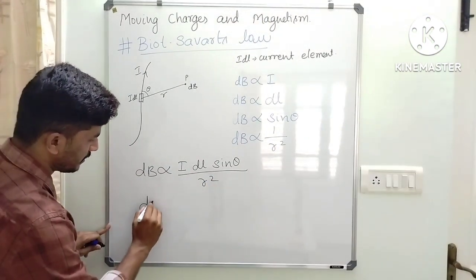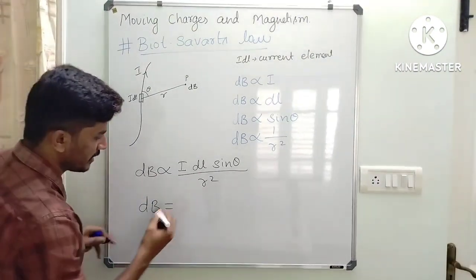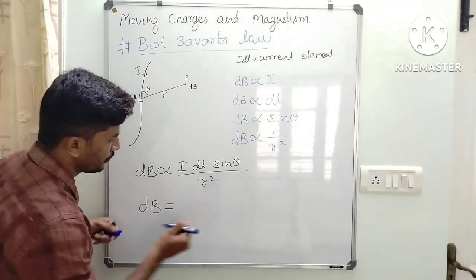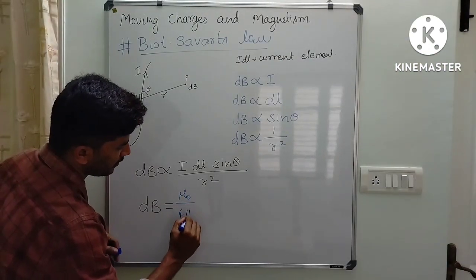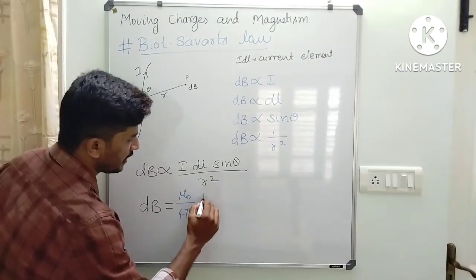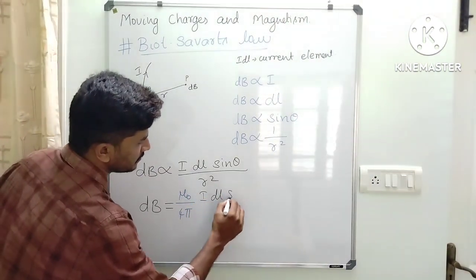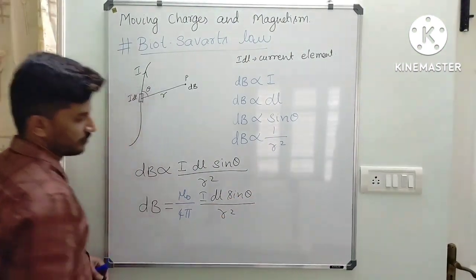Then dB is equal to, if I remove this proportional sign, I will get a constant. What is the constant? Mu naught by 4 pi. It's a constant. Its value is 10 to the power minus 7 units. I dl sin theta by r square.